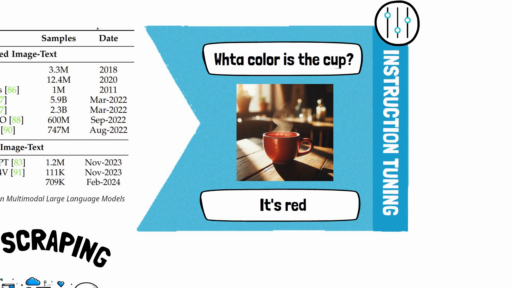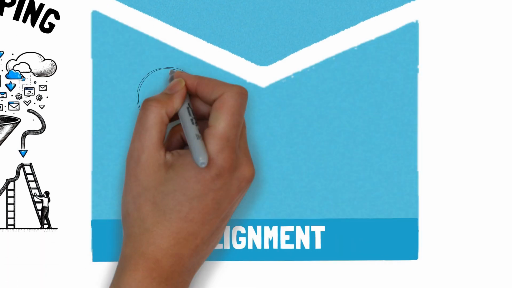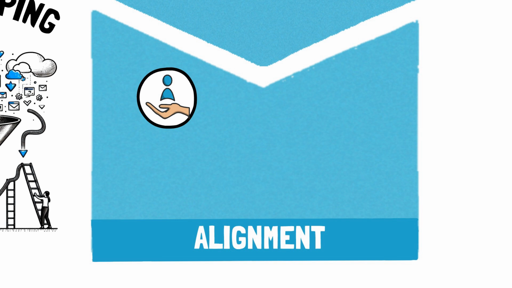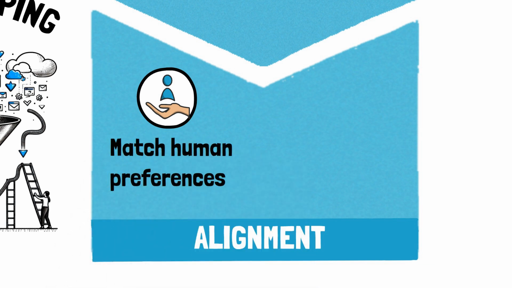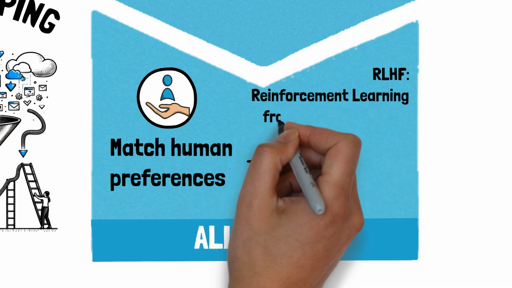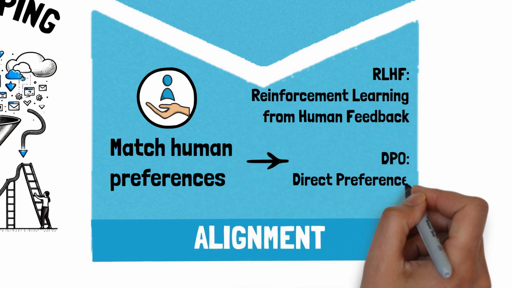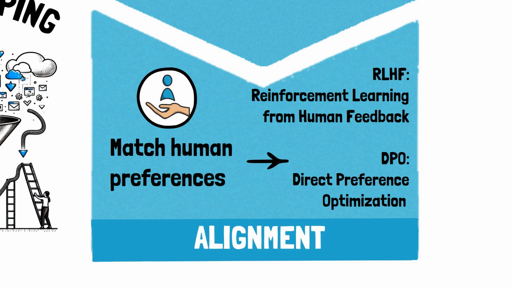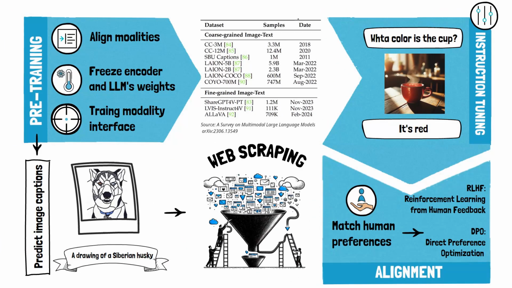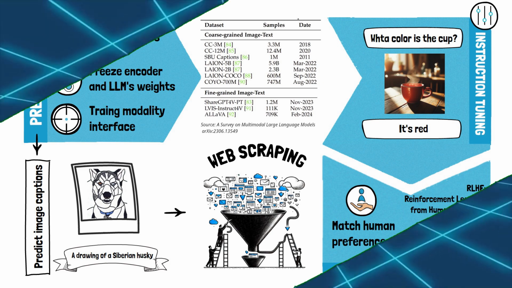The final stage is alignment, where the multimodal LLMs are fine-tuned to match human preferences. This involves techniques like reinforcement learning from human feedback and direct preference optimization that we already discussed in a previous episode. These methods help ensure that the model's outputs align with what users find useful and relevant.